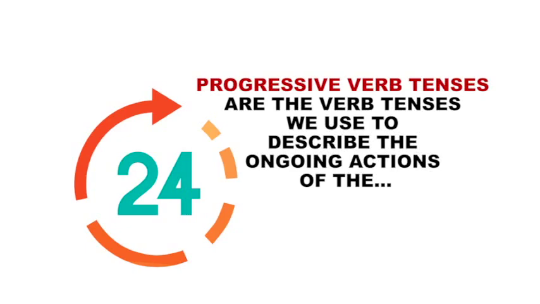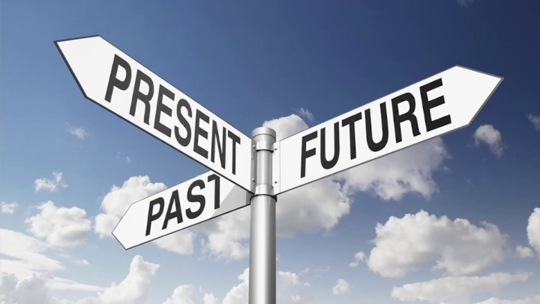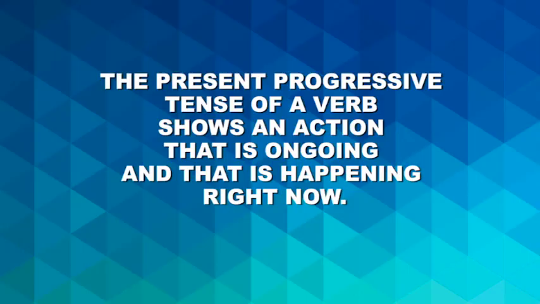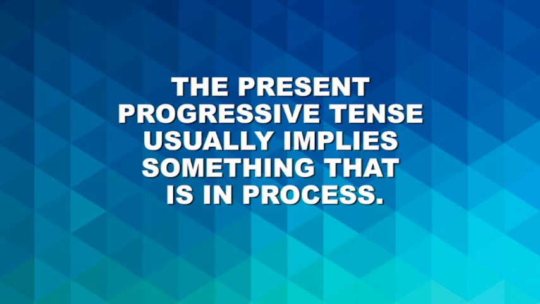Many events and situations don't happen all at once. They happen over time. Progressive verb tenses are the verb tenses we use to describe the ongoing actions of the past, present, or future. The present progressive tense of a verb shows an action that is ongoing and that is happening right now. The present progressive tense usually implies something that is in process.